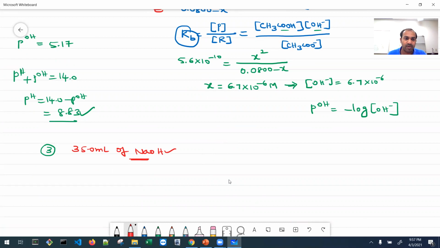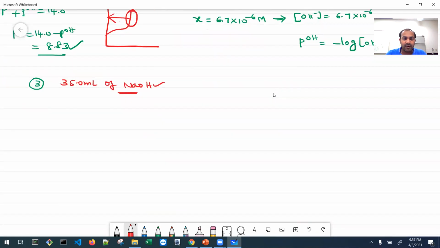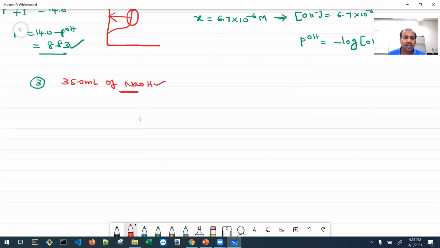If you remember that pH curve, this is where your equivalence point is, and after the equivalence point we are just adding extra OH minus to it. For that solution we want to find out the pH value. Since this is about OH minus ions, we need to first calculate the pOH like we did for problem B.